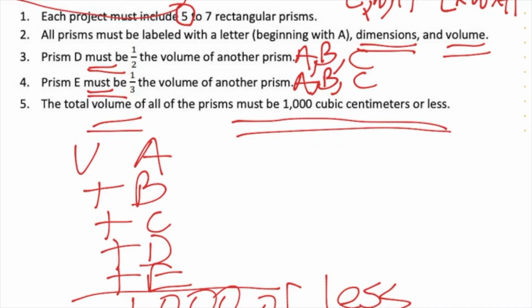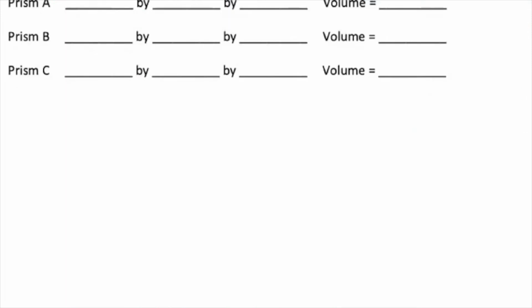First thing we need to do is we start with prisms A, B, and C. So you can come up with any numbers that you want, any value that you want. So come up with your dimensions, which is your length times width times height, for prisms A, B, and C. Multiply them to get your volumes, and then you can move forward.